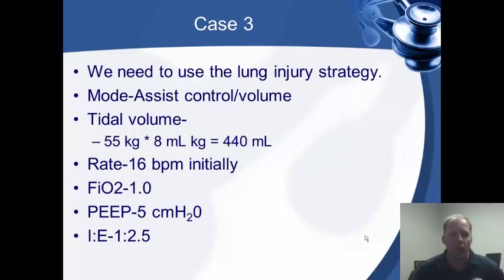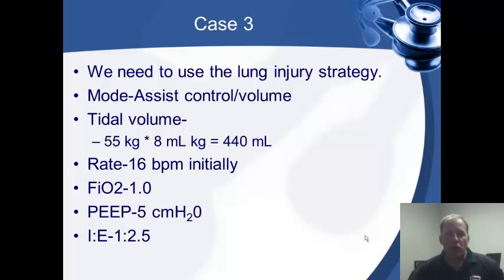So here we go. We need to use a lung injury strategy. The mode's going to be assist control volume. And so we went back to considering her weight at 55 kilos of ideal body weight at 8 mils per kg. And that comes to about 440 mils. So we'll set our tidal volume at 440. We're going to set her rate at 16 because she's in the lung injury strategy.